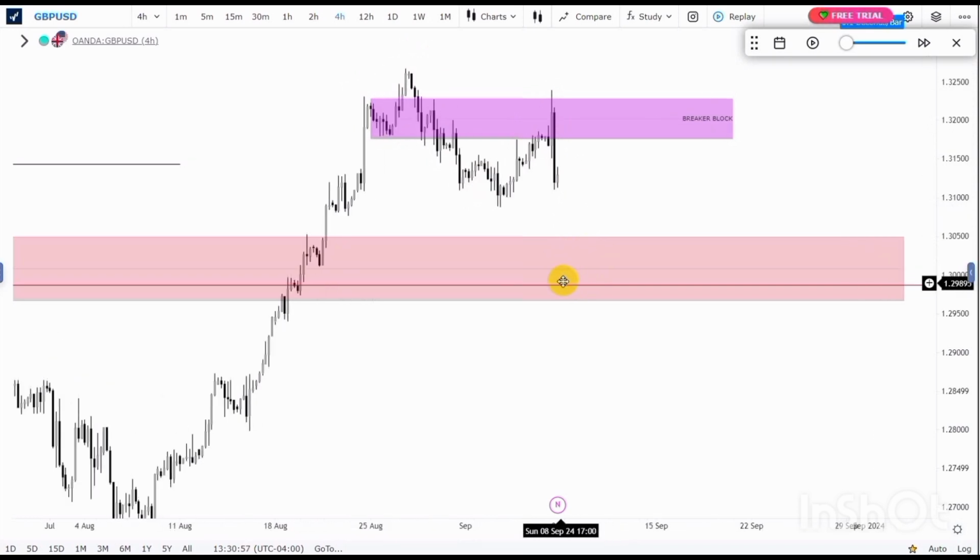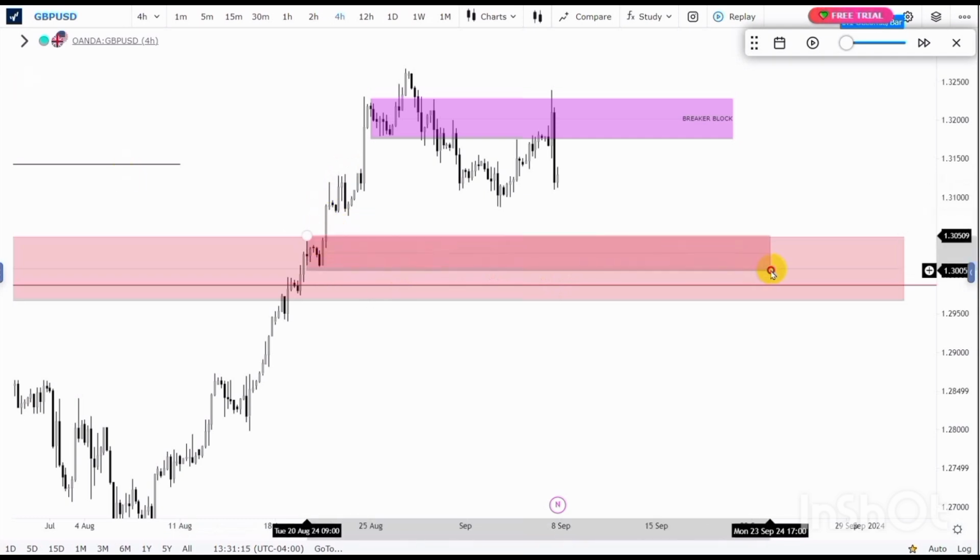Now what we can see within this zone is this institutional order flow. We can see this is the last sell move before the bullish move to the upside. And we can see we have inefficiency here. We have fair value gaps. So now we're going to identify our institutional order flow, and you can see this is our institutional order flow.